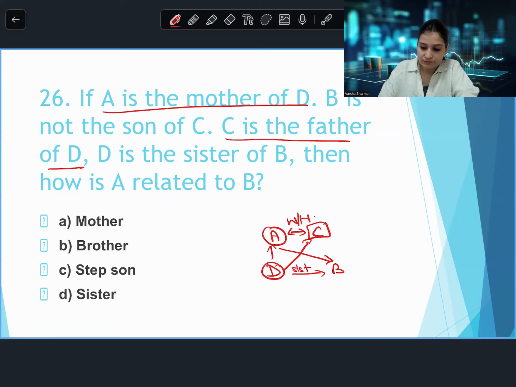A related to B: A will be the mother. Yes, ma'am. Guys, any doubt? No, ma'am.